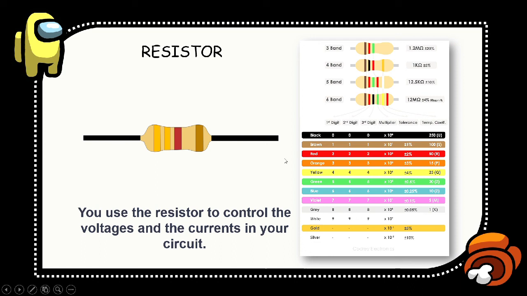1%, I'm sorry, brown diay ni, dili siya gold. With a tolerance value of 1%. So, this is a 33 × 10^2, which is 33 × 100, so equal siya sa 330 ohms with a tolerance value nga 1%. Sorry, naa koy mali.